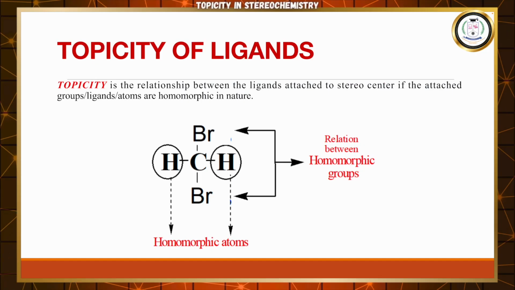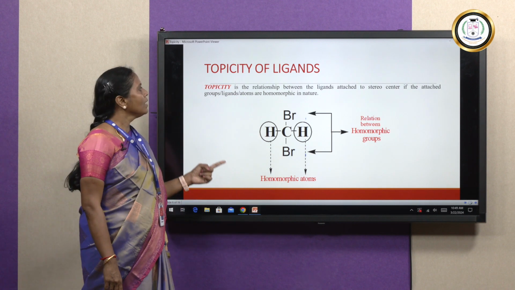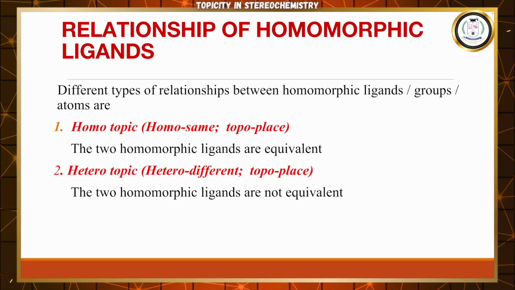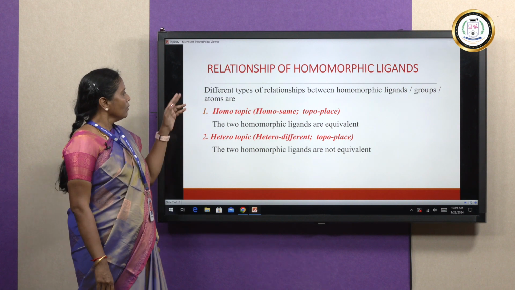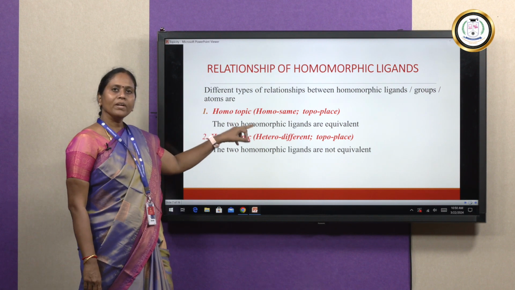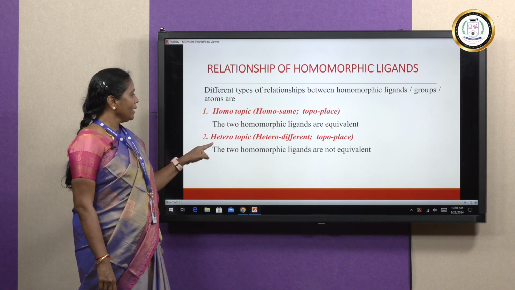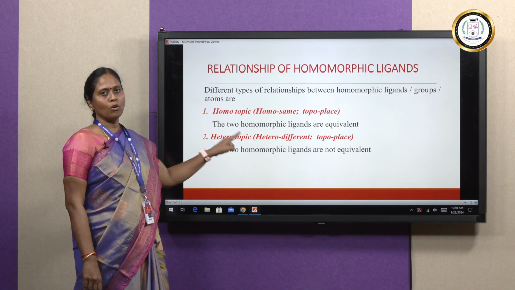So now, what is topicity of a ligand? When we take homomorphic groups, the relationship between these homomorphic ligands is called topicity. This relationship can be homotopic or heterotopic based on whether the homomorphic groups are equivalent or not equivalent. When the two homomorphic ligands are equivalent, they are called homotopic, and when the two homomorphic ligands are not equivalent, then they are called heterotopic ligands.